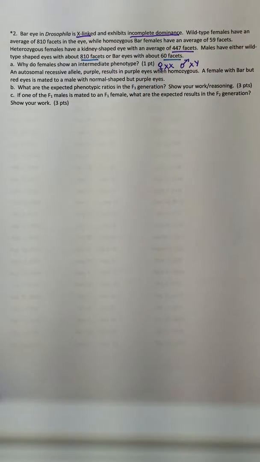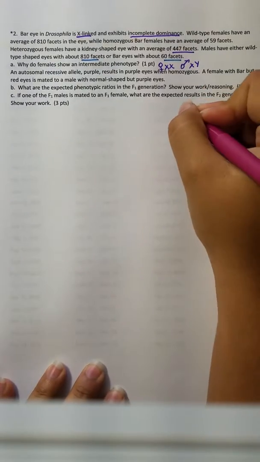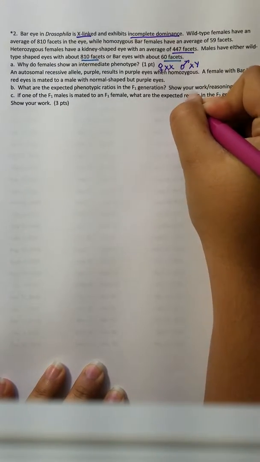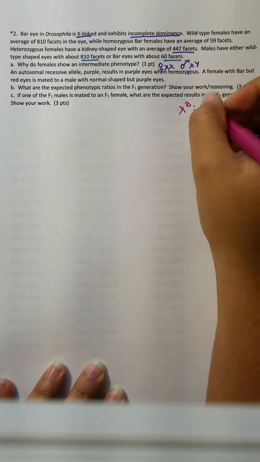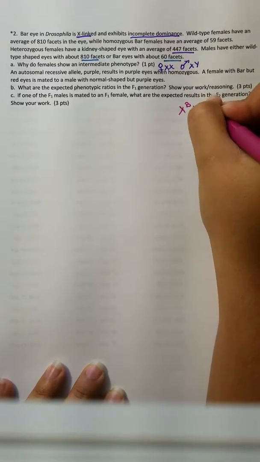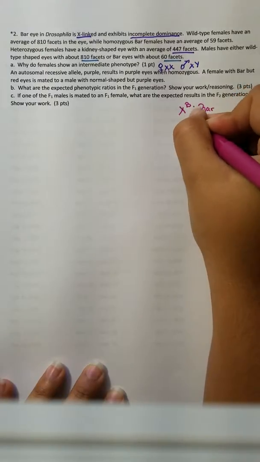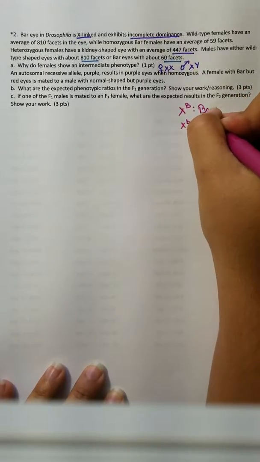dominance. An autosomal recessive allele, purple, results in purple eyes when homozygous. A female with bar but red eyes is mated to a male with normal-shaped but purple eyes. What are the expected phenotypic ratios in the F1 generation? So let's begin by defining our alleles. In this case, we're going to use X big B for bar eyes, and X little b for normal wild type eyes.